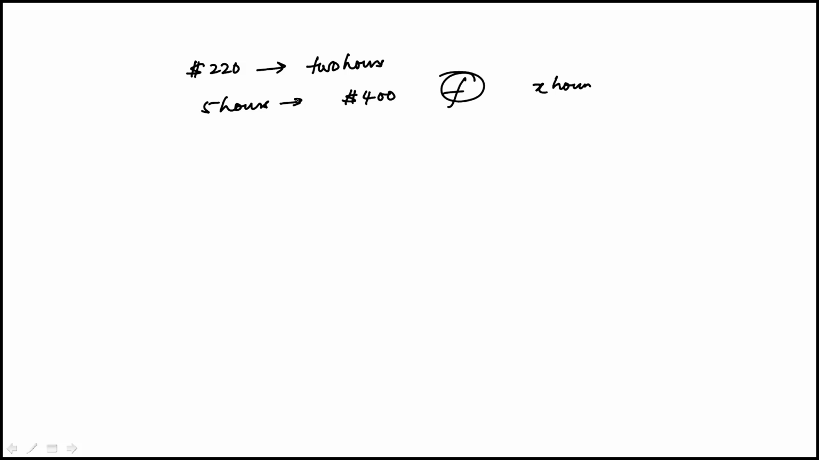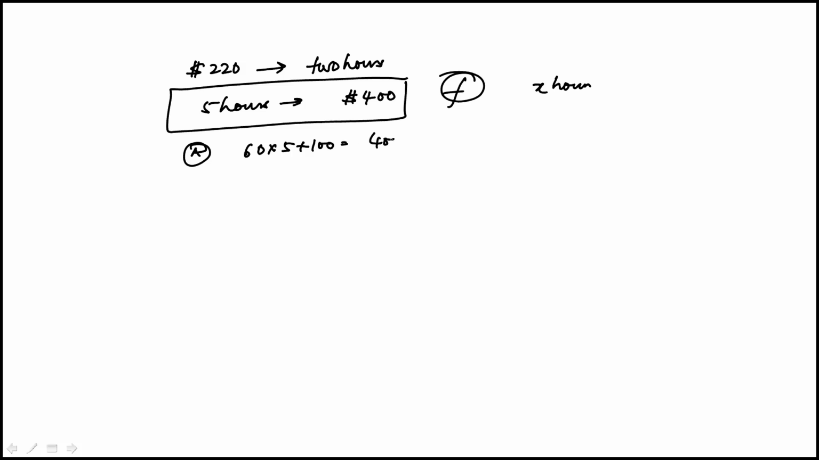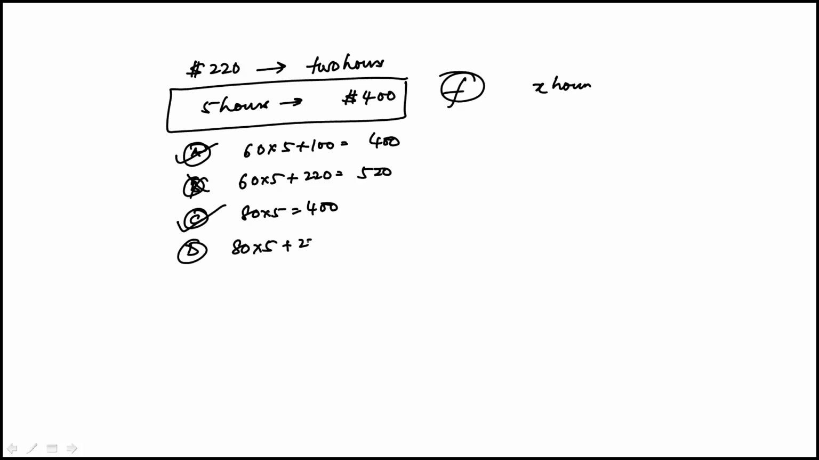The easiest way to do this problem is to use that data point and plug it into the answer choices. You'll see A, if x is 5, it does work out, 400, so that's a possibility. Plug in all of those: 60 times 5 plus 220, that's going to be 520. That one is out. C gives me 400, so that's a possibility. And then D is not going to work because that's 620. So it's really between A and C.